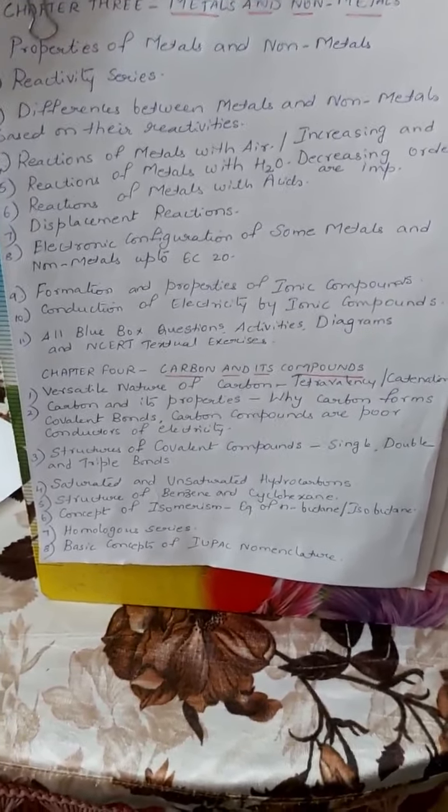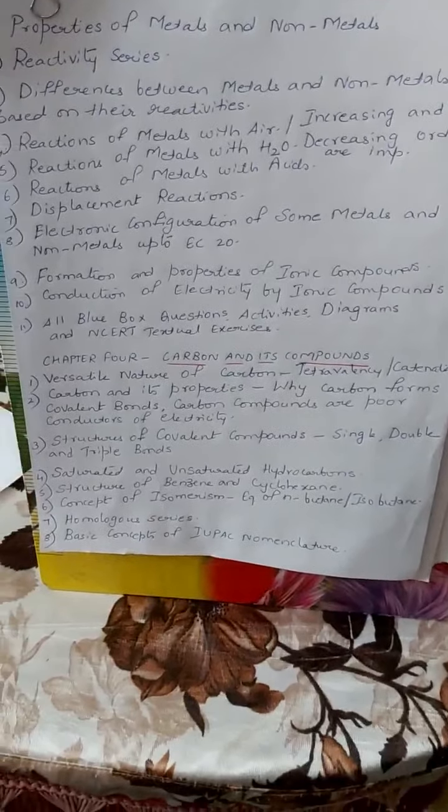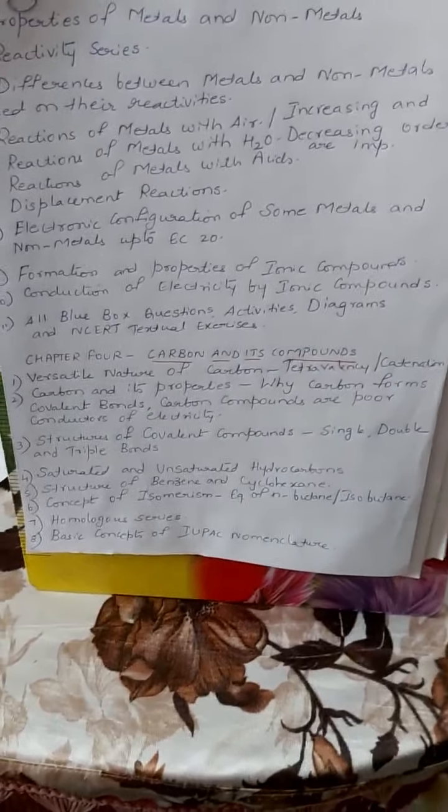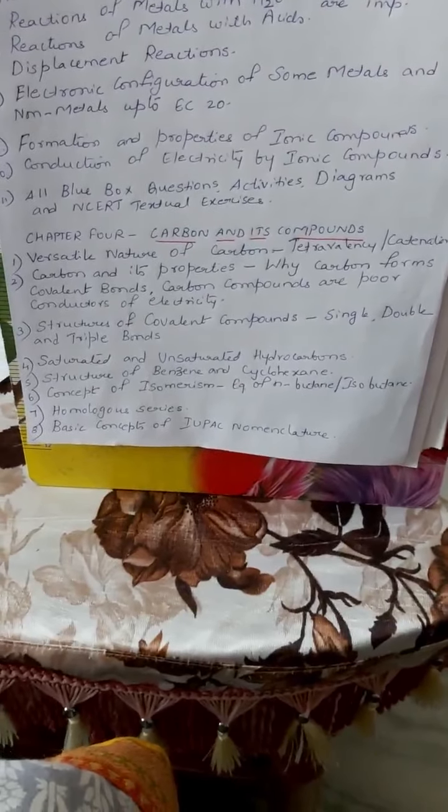Apart from this, one should also be thorough with all the blue box questions, activities, diagrams, and NCERT textual exercises. Now coming on to chapter 4, which is carbon and its compounds.